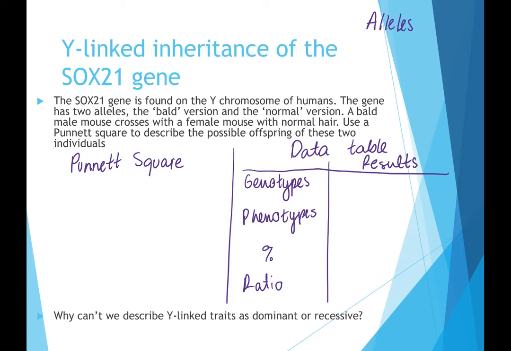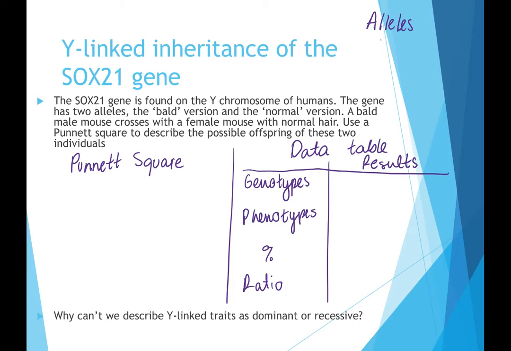All right, let's do another one. This is Y-linked inheritance of the SOX21 gene. So what the SOX21 gene is, it's found on the Y chromosome of humans, okay? And the gene has two alleles. We have the bold version and the normal version, okay? A bold male mouse crosses with a female mouse with normal hair, okay? We're going to use a Punnett square to describe the possible offspring of these two individuals. You're going to see that Y-linked inheritance. It's a funny one because it's actually really easy, okay?